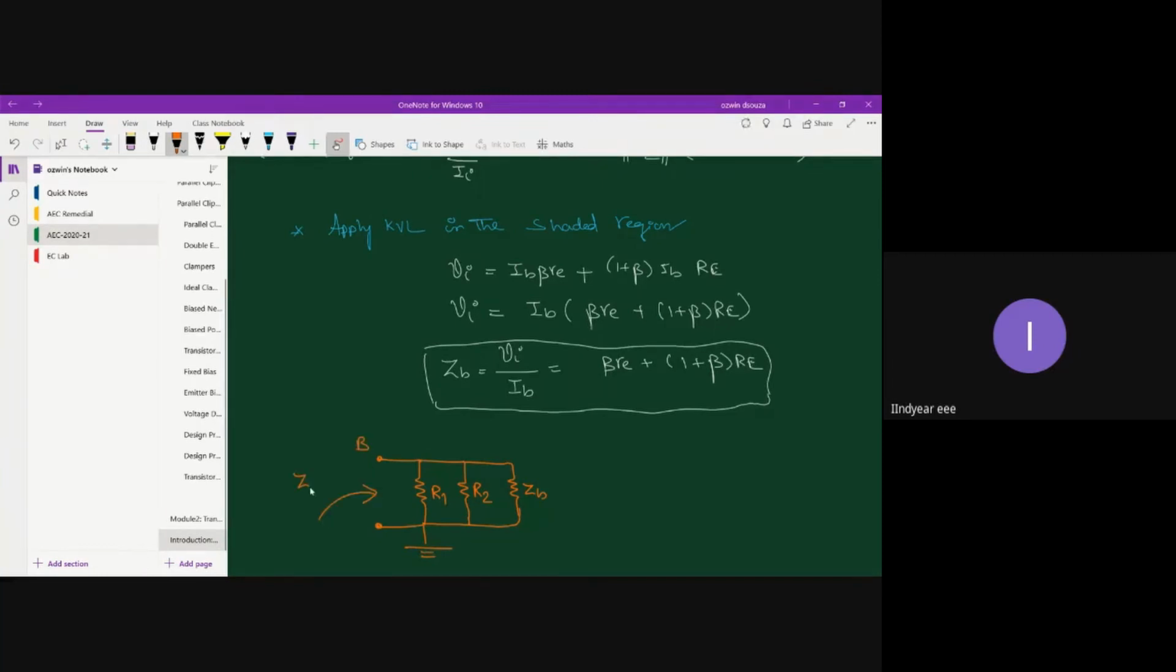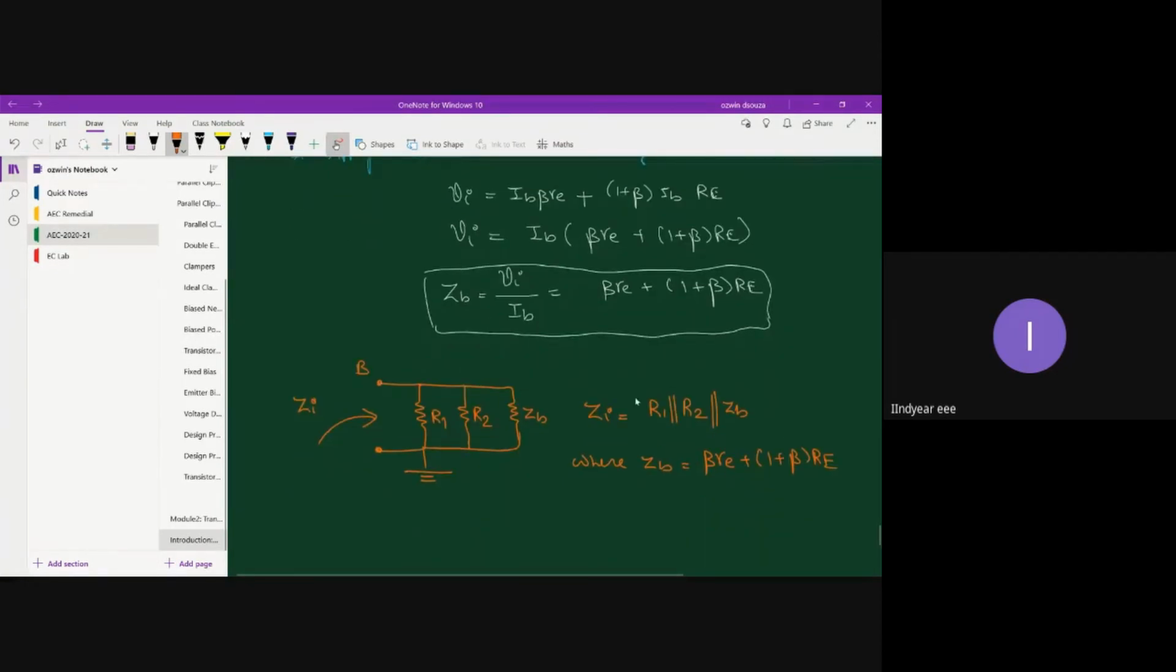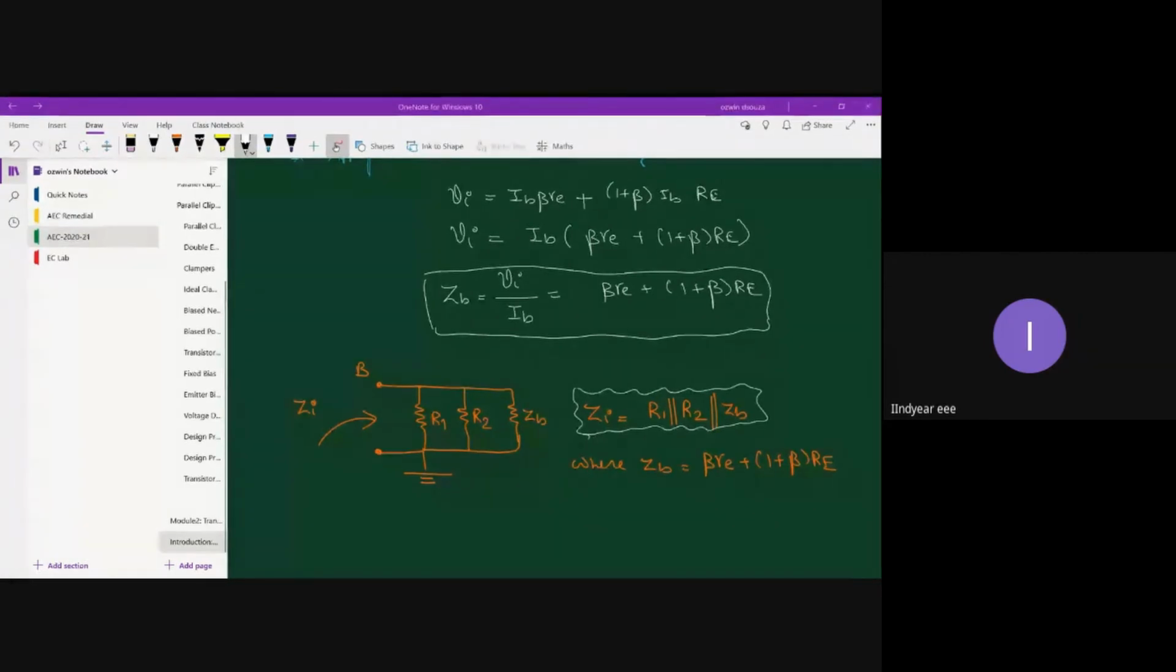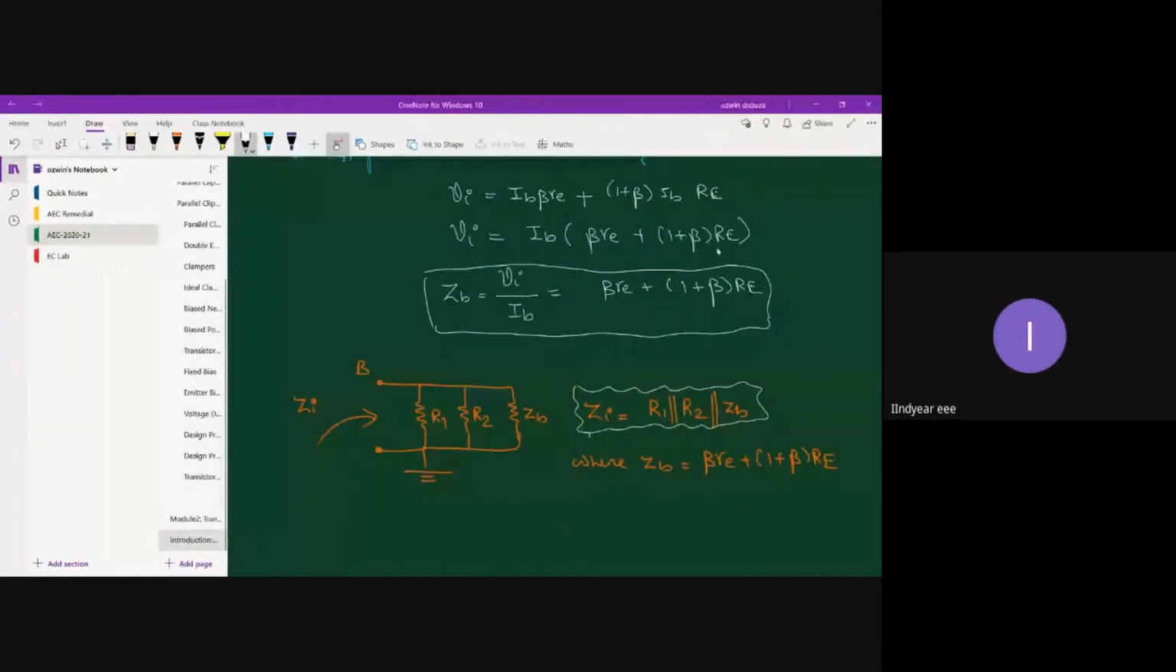So what is my overall input impedance ZI? Can anyone tell me now? ZI is going to be R1 parallel with R2 parallel with ZB, where ZB is equal to the above expression, beta RE plus (1 plus beta) times RE. Is it clear? So this is my input impedance. Very, very important. Is it clear? Can I get some response over here? Yes, sir. Perfect. Fine, so that's your ZI.